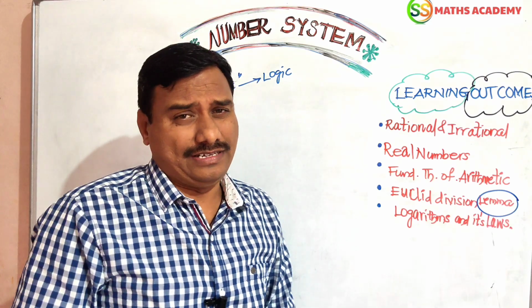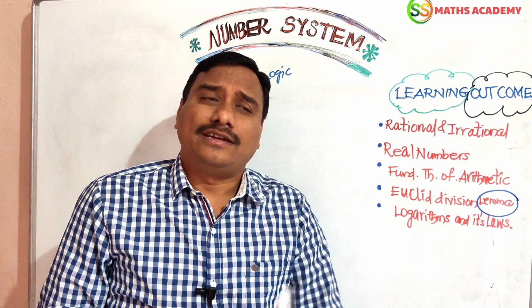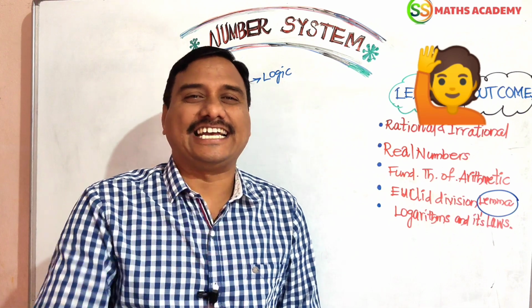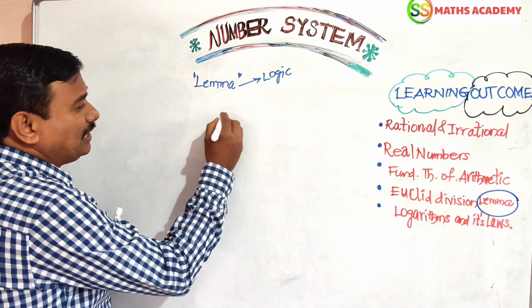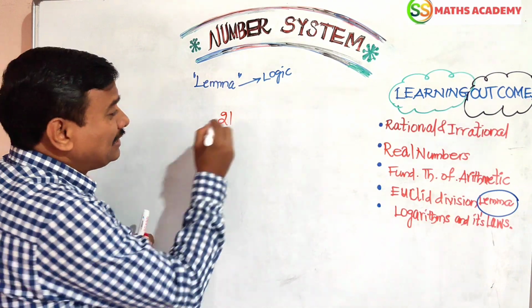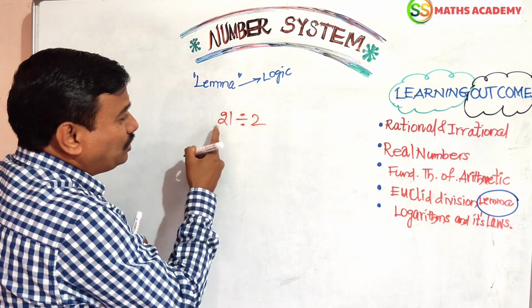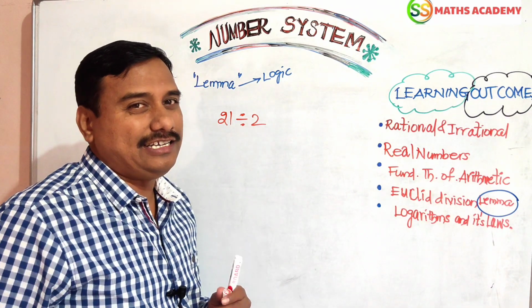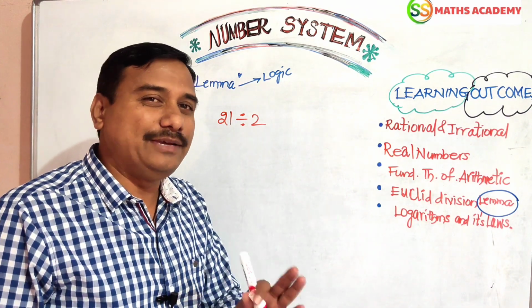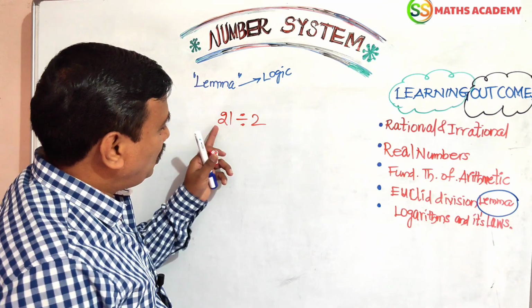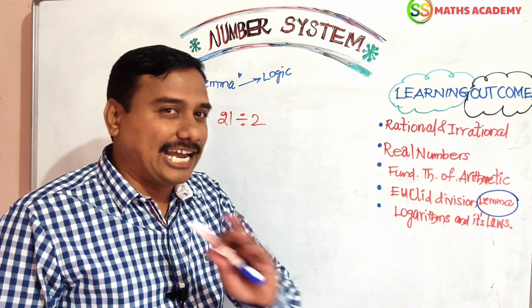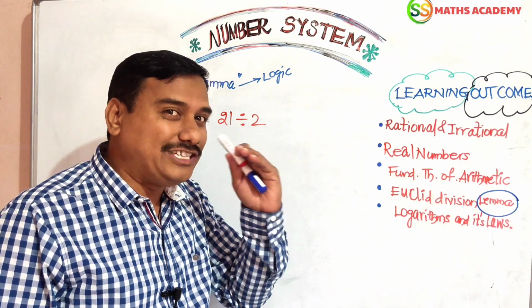Suppose, what is the day today? 21. What is the month today? February, the second month. The date is 21 and the month is February. 21 divided by 2. Among the 4 basic mathematical operations, I am using the first one, division. 21 will be divided by 2. What terms are we getting? It is a childhood question, so now we go back to childhood.